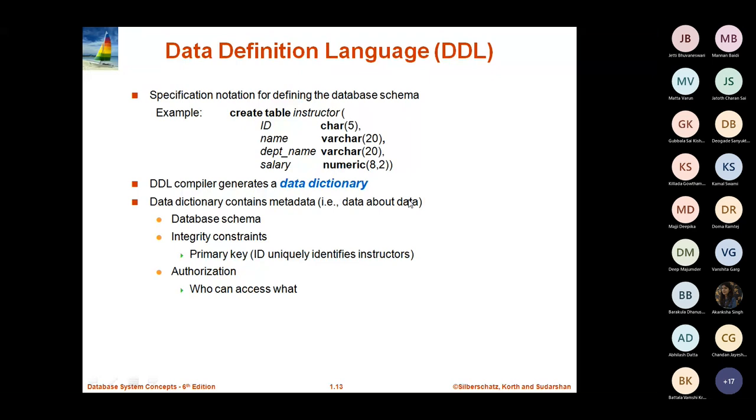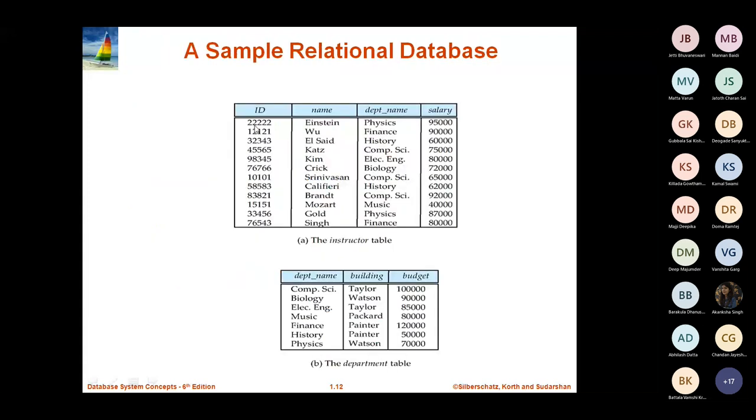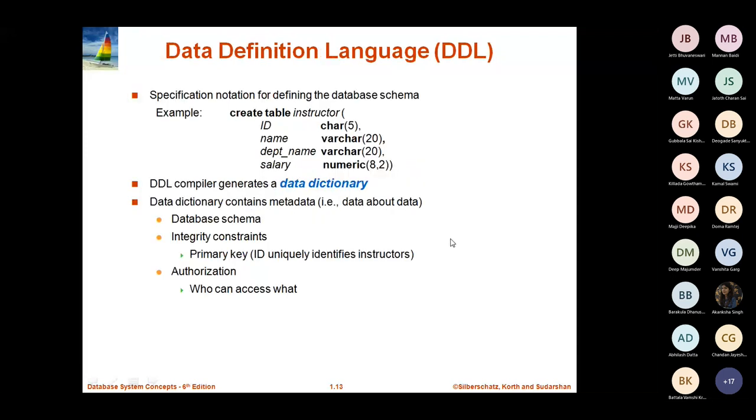So it contains some such metadata, so it has this database schema, and then some integrity constraints as we defined. For example, we need to specify that this ID will be unique in the instructor table. That means no two rows can have the same value for the ID. Likewise, for your student table, no two rows can have the same value for the roll number, but the name could be repeated because two students can always have the same name. And other things like who can access that, related to security, are all kept in the data dictionary.